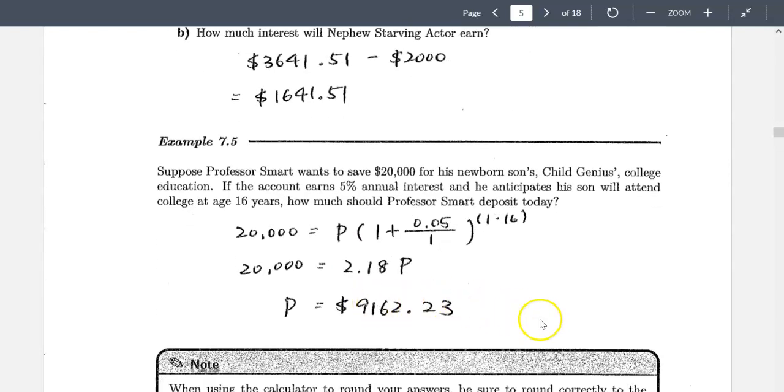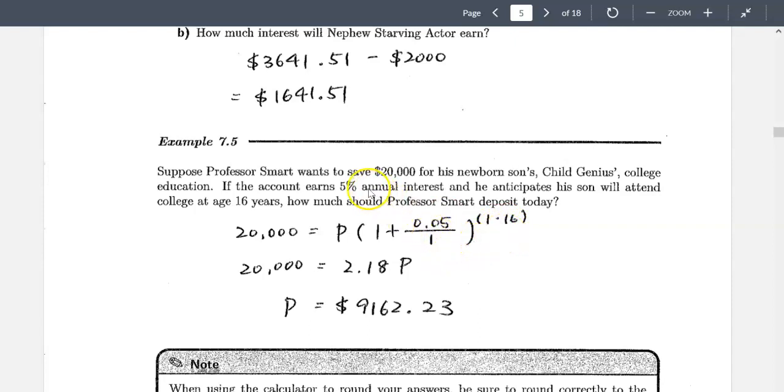Right, here's another example. Professor Smart wants to save $20,000 for his nephew's son's child genius college education. If the account earns 5% annual interest and his son will attend college in 16 years, how much money does Professor Smart need to deposit today? So P is missing in this case. We want $20,000 in the end, and we know the 5%. So all the players are there.